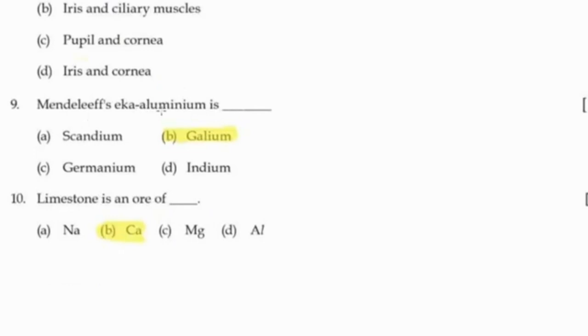Mendeleev's eka-aluminium is gallium. Limestone is an ore of calcium.